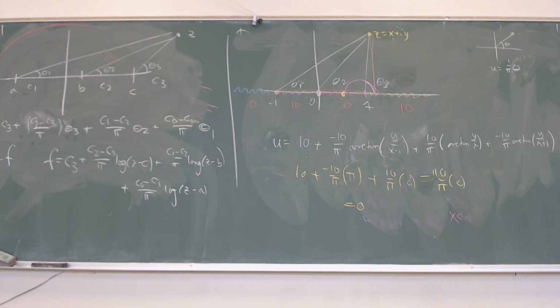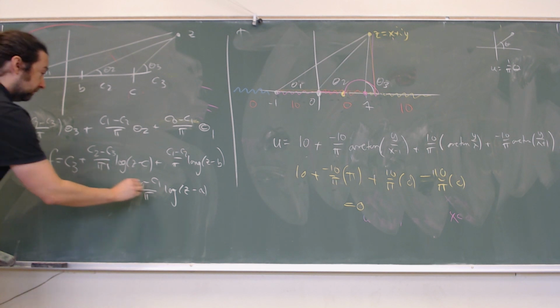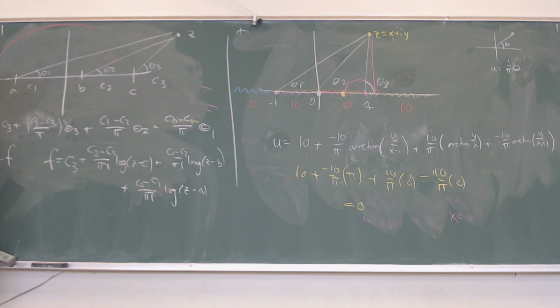You do need the i in the complex potential, because that flips the argument to the real part.